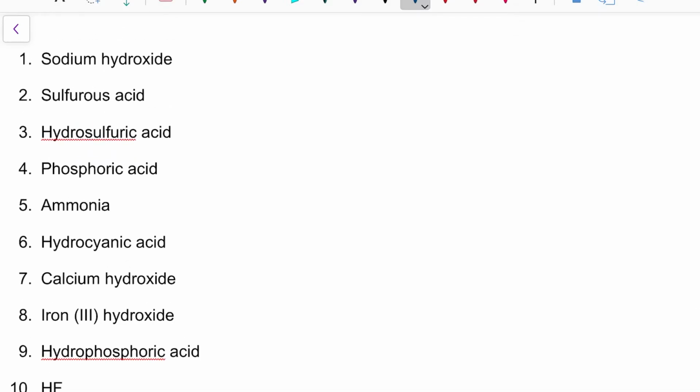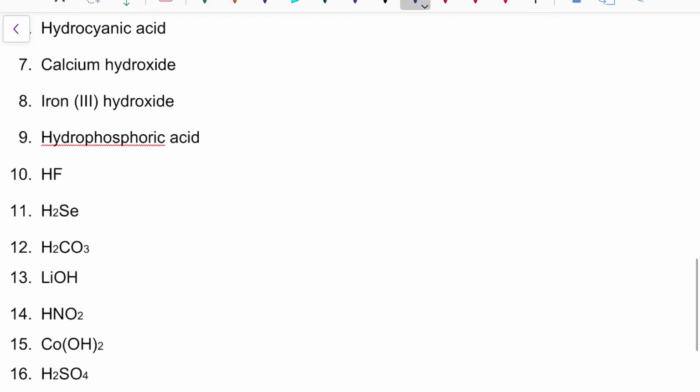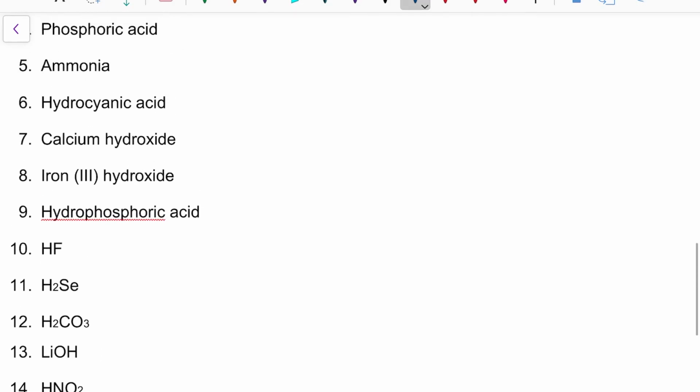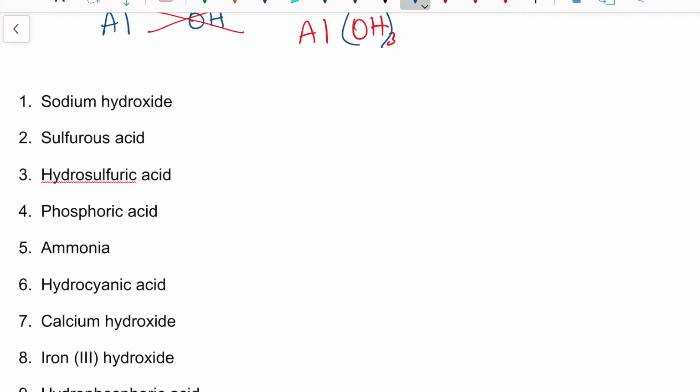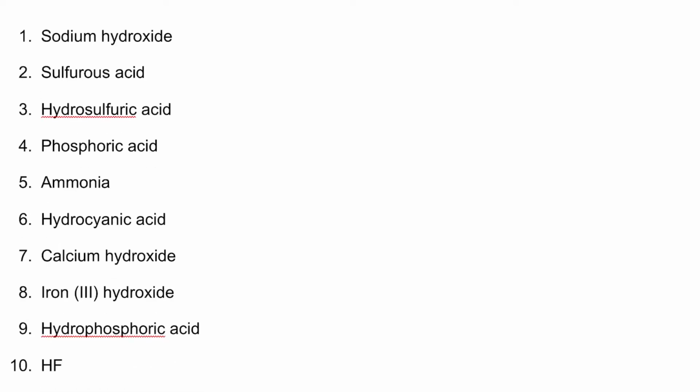Now, to finish off this section of naming acids and bases, I've listed 18 of these. If you see the name, write the formula. If you see the formula, write the name. Okay, so I'm going to show the first 10. Let's do these first 10. Pause the video and then you write the answer. Remember, if it has an OH, it's a base. Just name it with hydroxide, and then the acid, you've got to apply those 3 rules.